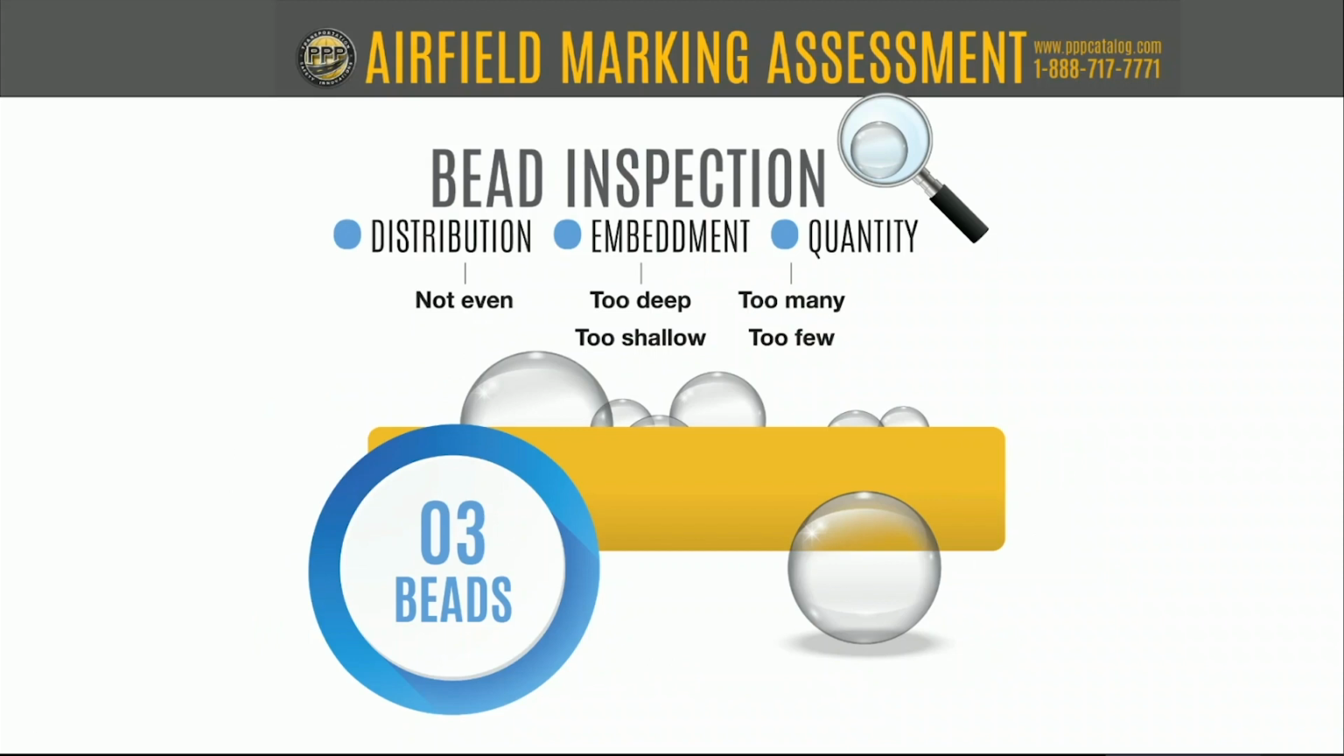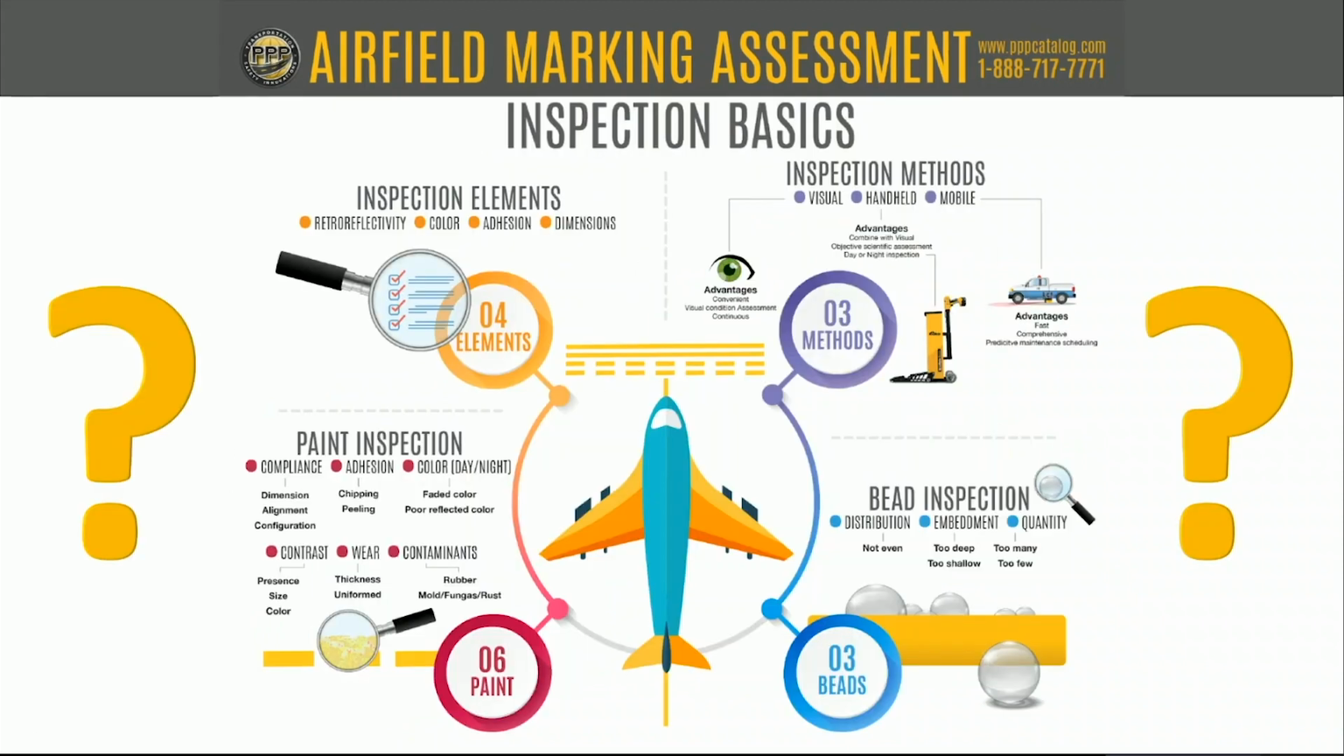All right, so now we come to the end of the section on inspection basics. We covered the inspection elements of retroreflectivity, color, adhesion, dimensions, inspection methods, visual, handheld, and mobile, paint inspection, and bead inspection. And so we'll open it up for some questions. I have several already in, so let me get this out.